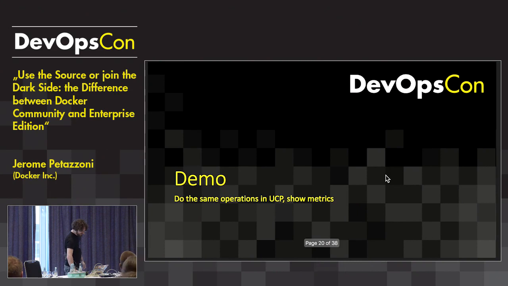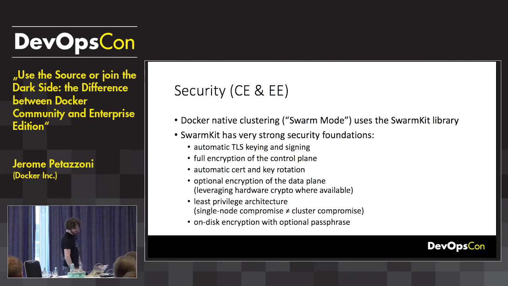layers. Okay. Now security. So first, the things that I'm going to mention here are true both for the community and enterprise edition. The clustering model that is used in Docker uses the SwarmKit library, and the SwarmKit library puts a strong emphasis on security. There is automatic creation of a certificate authority. Each node has its own certificate and key that are signed by this certificate authority. Those certificates are rotated automatically. The communication between all nodes is encrypted using a per session key that is renewed regularly.